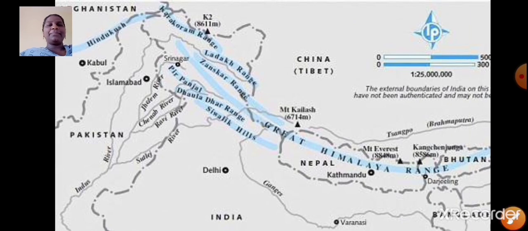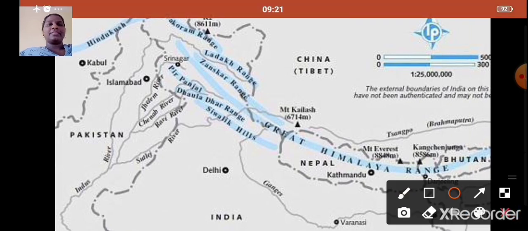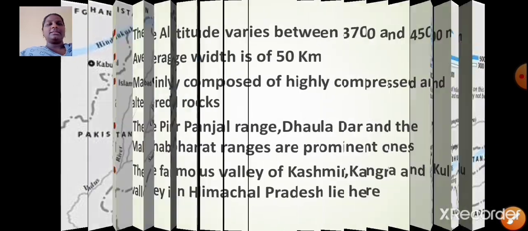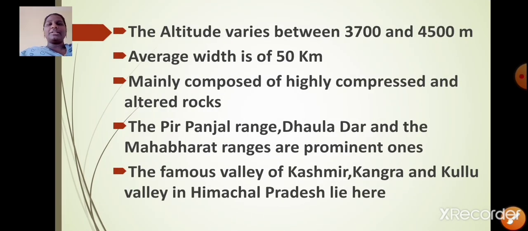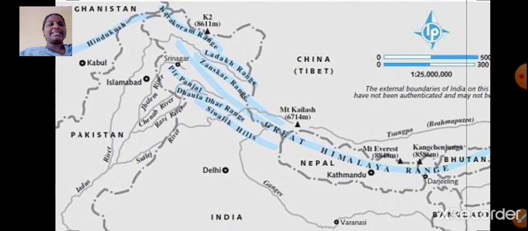Here in this map you can see Pir Panjal range and the Dhauladhar range. Okay. The famous valley of Kashmir, Kangra and Kulu Valley in Himachal Pradesh lie here. So this region is well known for its hill stations. Okay, I hope it is clear.